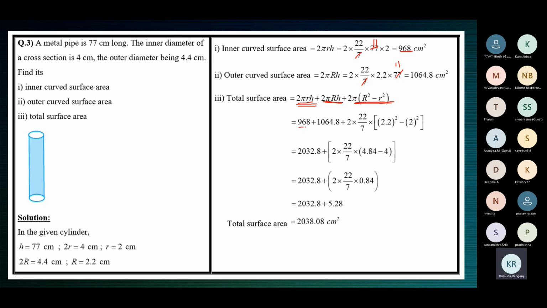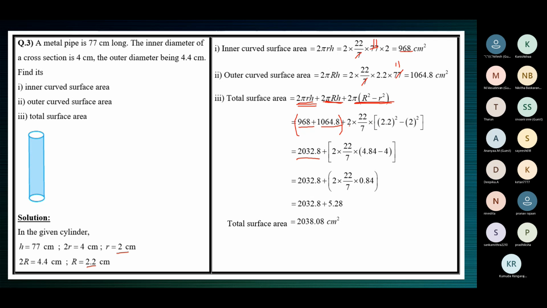So you can directly use the value 968. This one also we already got the answer, 1064.8. Then 2 pi, 2 into 22 by 7, R square minus r square. Now, children, you should know that you should add these two, and that gives you this answer.